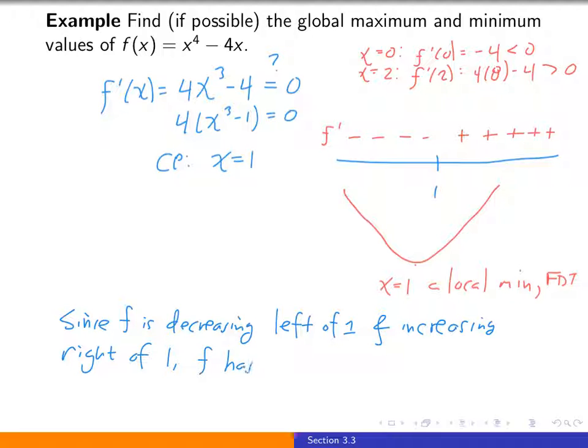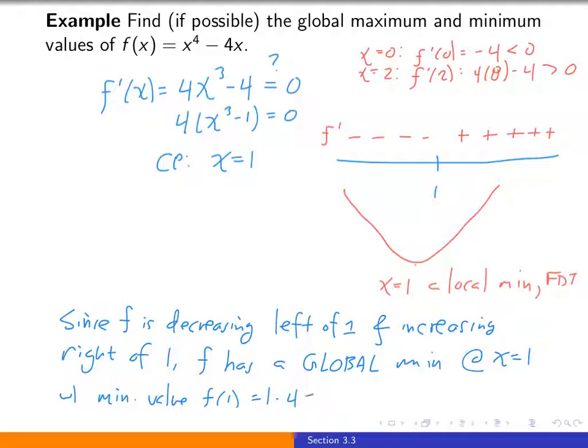f has a global minimum at x equals 1 with minimum value f of 1. If we plug this into our function, the function is x to the fourth minus 4x, so f of 1 equals 1 minus 4, which is minus 3.